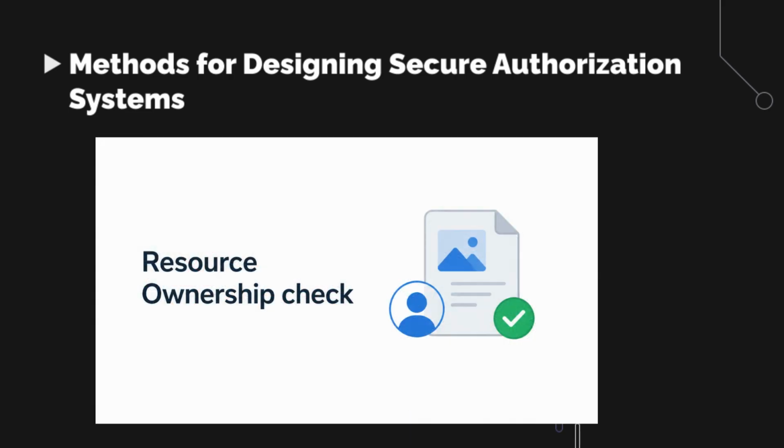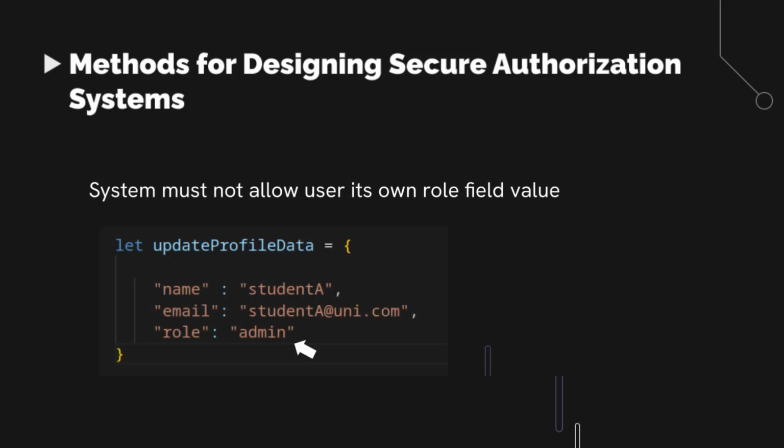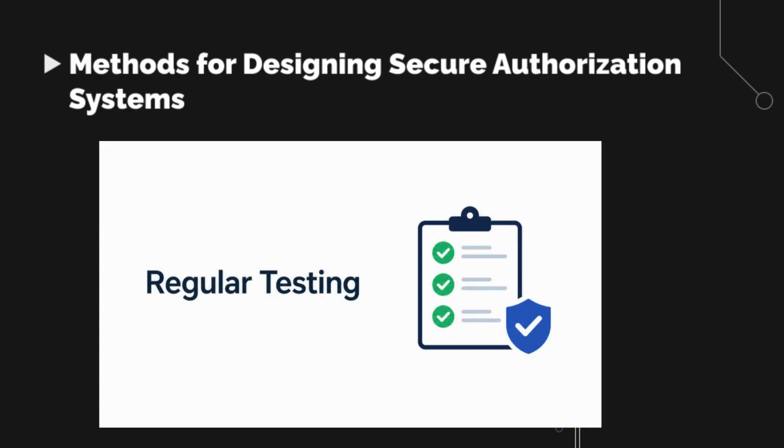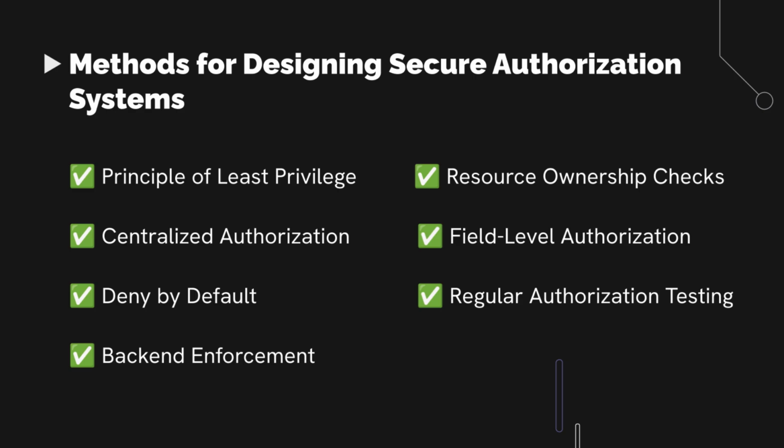We discussed resource ownership checks, which help prevent users from accessing resources that belong to someone else and help protect against vulnerabilities. We looked at field level authorization, controlling not only which resources a user can access, but also which specific fields they can view or modify. And finally, we covered regular authorization testing, which helps ensure security rules continue to work correctly as the application evolves. No single technique is enough on its own. Secure authorization comes from combining these methods into a layered defense strategy.